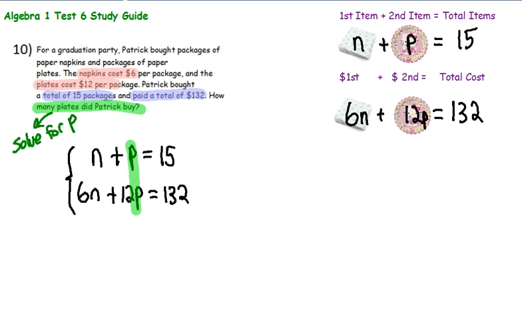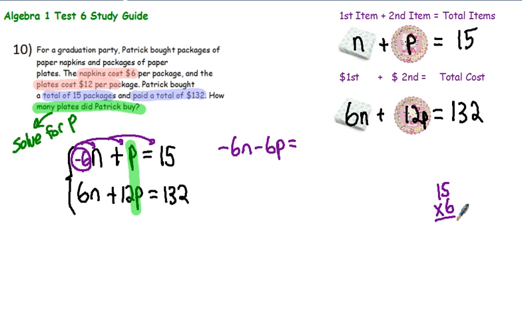Well, this would need to be a negative 6. But I can't just change one. I've got to change everybody, right? So that would go all the way across. And so I would have a new equation, which would be negative 6N minus 6P equals, and then you've got 15 times 6. You don't have to do everything in your head, by the way.